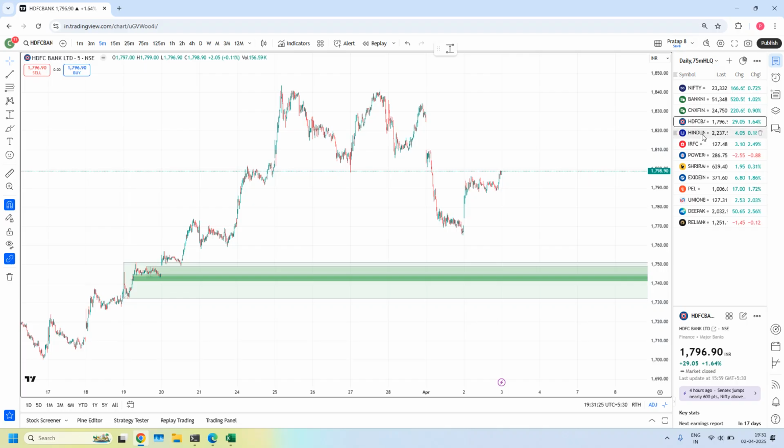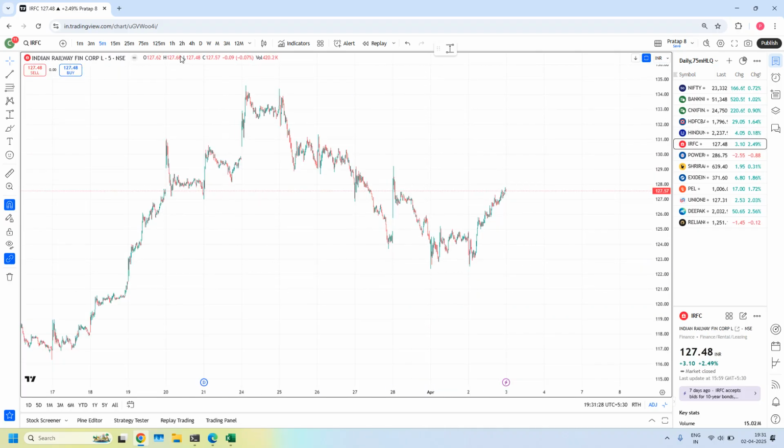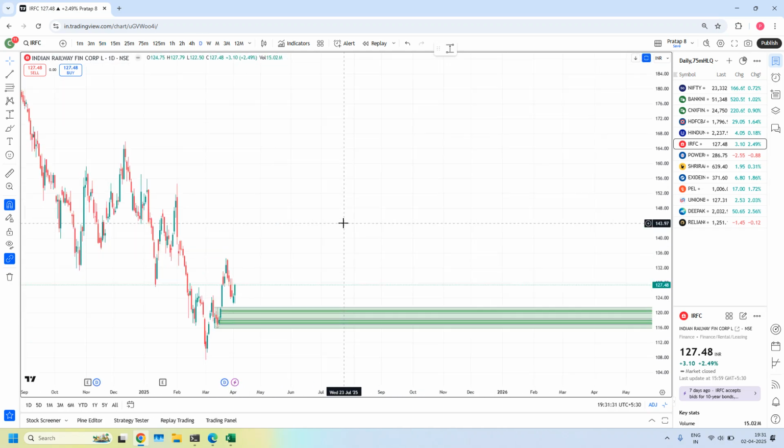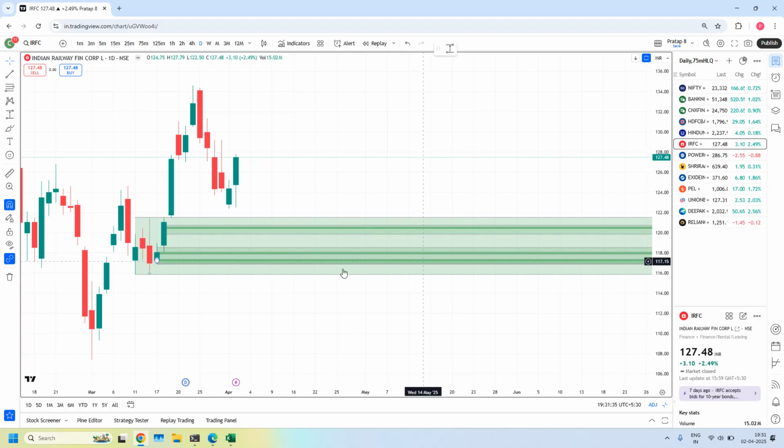Hindustan Unilever, we already got a trade, we discussed. And IRFC, I already explained this analysis in the previous videos. Please refer to the old videos. We have already discussed. Whatever I have drawn earlier, the same thing is there. But the price hasn't entered into this zone.